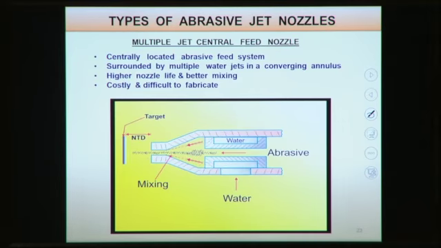The third one is the multiple jet central feed nozzle. In this multiple jet nozzle, the water is coming from the outer periphery of the nozzle with multiple jets. You can see two jets here, and there are other jets as well, and the abrasive particles are fed from the center.